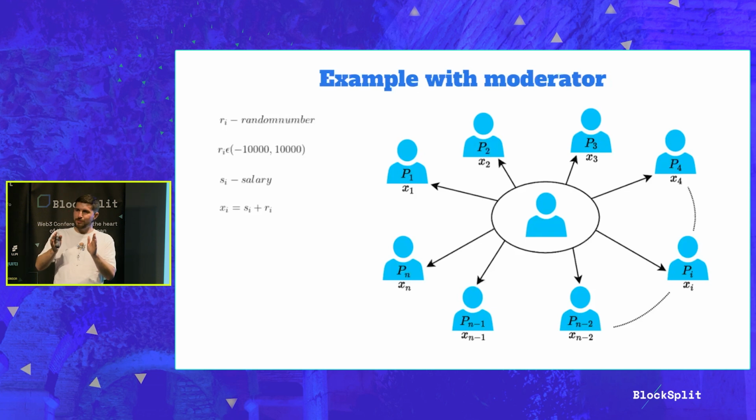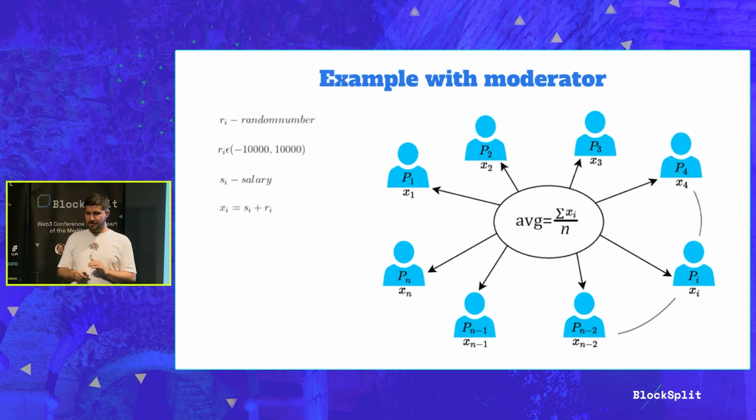So basically, every one of the participants adds this number to the salary, and at the end, when the moderator receives all these numbers, he calculates the average by just summing all the x's and dividing by n. Why? All the random numbers would cancel out, because if we have enough participants, this n is big enough, all the pluses and minuses of random number generation would cancel out. And at the end, the sum of all random numbers would be 0.